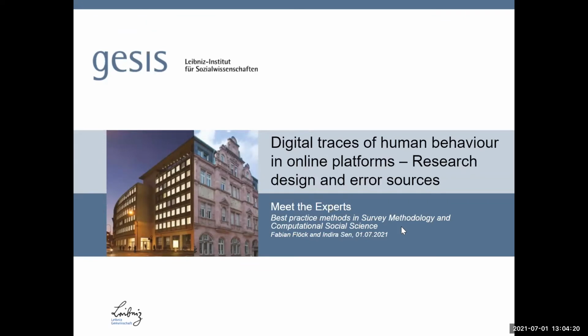And what we want to do today is go a bit more into depth on what a typical research design might look like and what typical error sources might be. It's in the spirit of best practices, what you might want to avoid when you do such a study. And we only do it specifically on online platforms, so no fitness trackers or something like this for today.